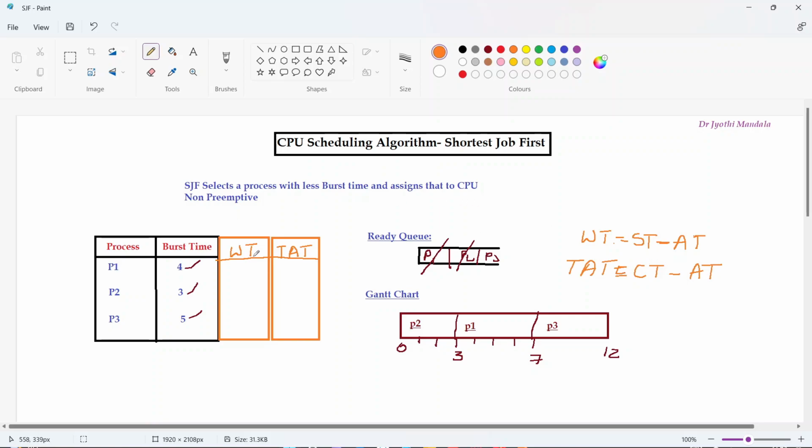For P1, what is the waiting time? What is the start time? 0. And what is the arrival time? Let us consider the arrival time for this problem to be the same, 0 at the 0th second, common for all the processes. So 0 minus 0, which is 0, and for P2 the start time is 3. 3 minus 0 is 3, right? And then for P3, 7 minus 0 is 7. So what is the average? 10 by 3. This is the average wait time.